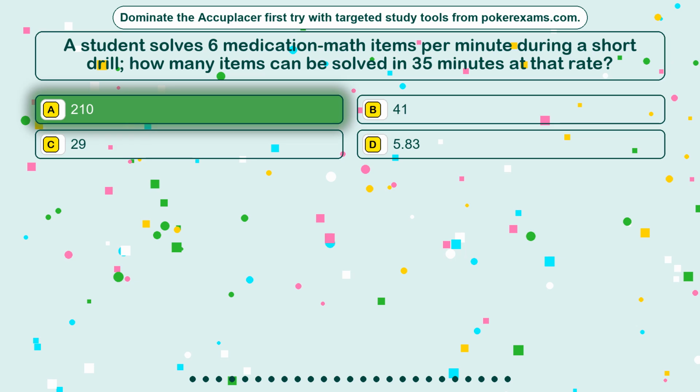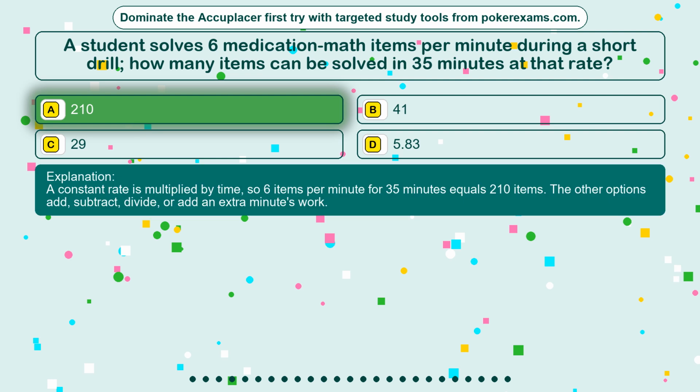The correct answer is option A, 210. A constant rate is multiplied by time, so 6 items per minute for 35 minutes equals 210 items. The other options add, subtract, divide, or add an extra minute's work.